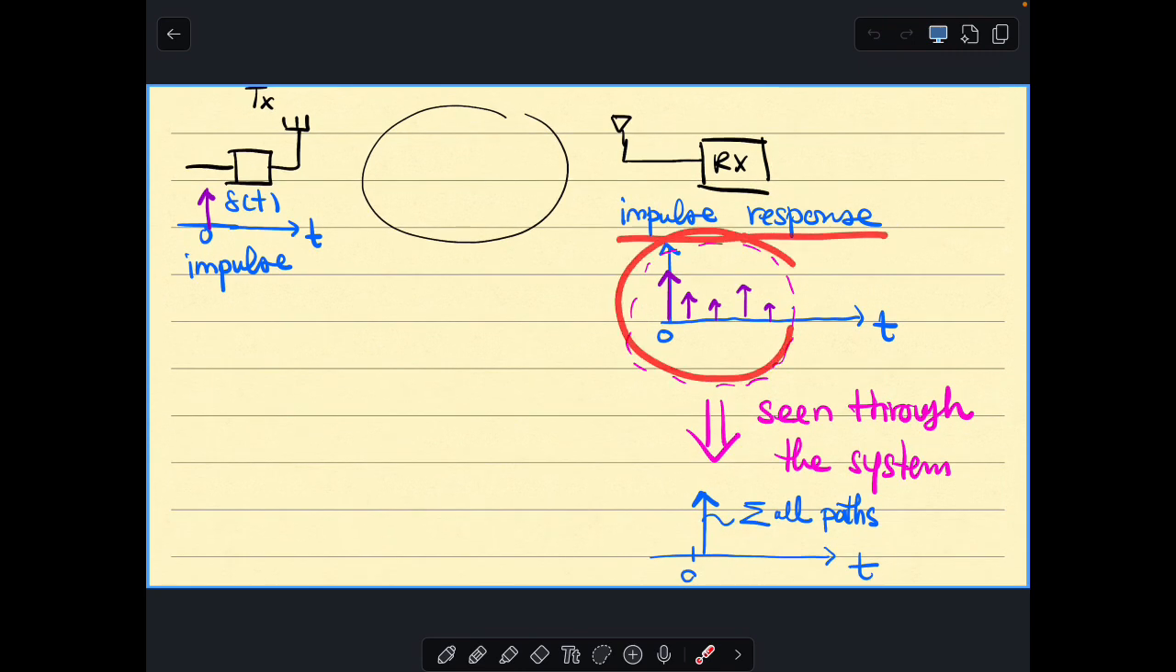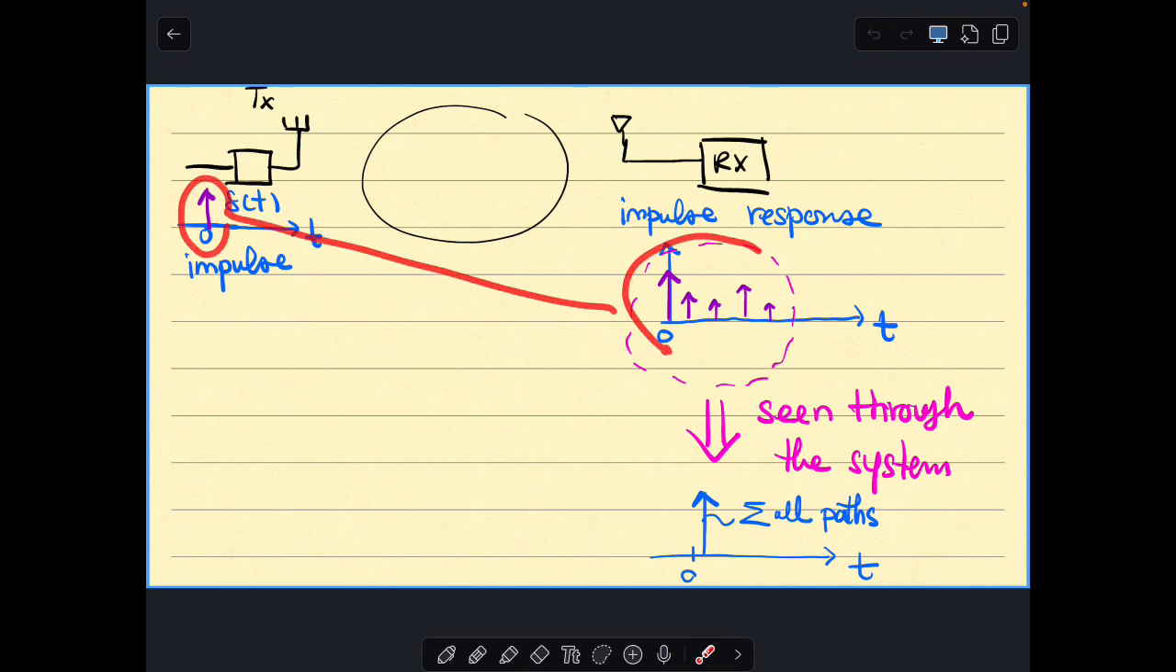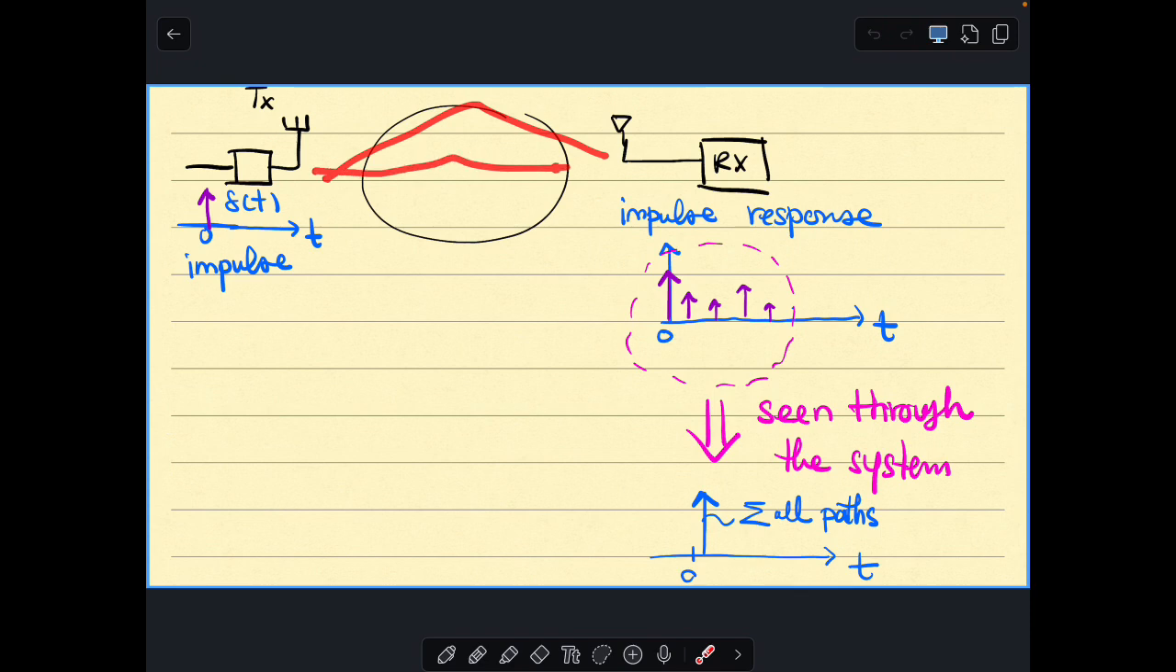In this case, you see that there are one, two, three, four, five impulses. So from one, it becomes five. How does that work? Because the channel has multipaths. That's why we have these different paths. For example, this path, the delay is nothing. So we send at zero, we receive at time zero.